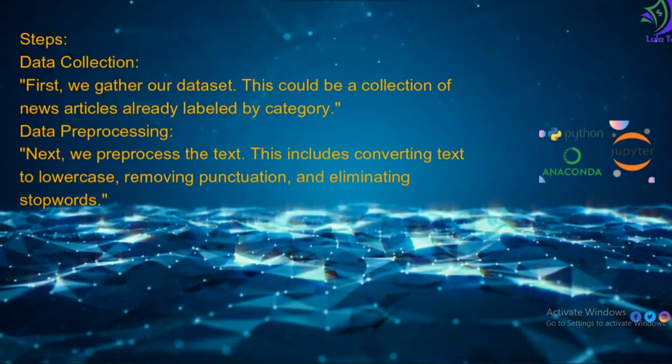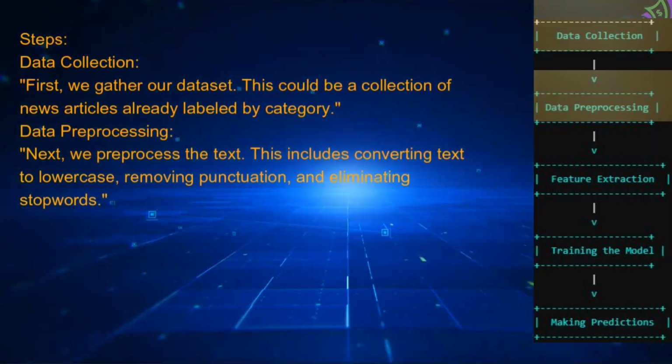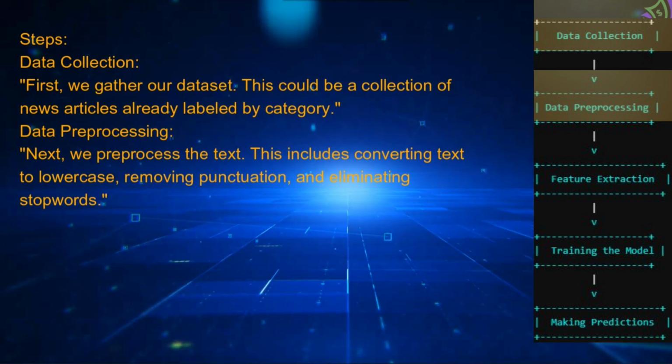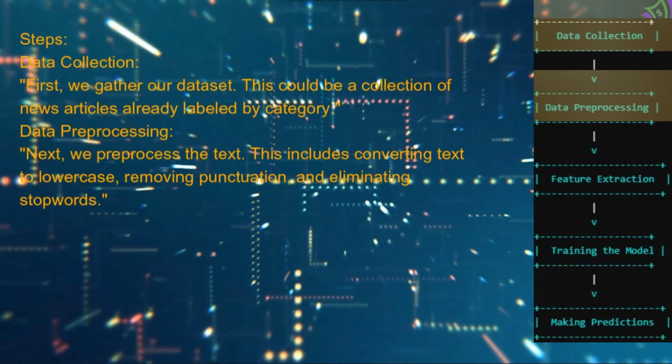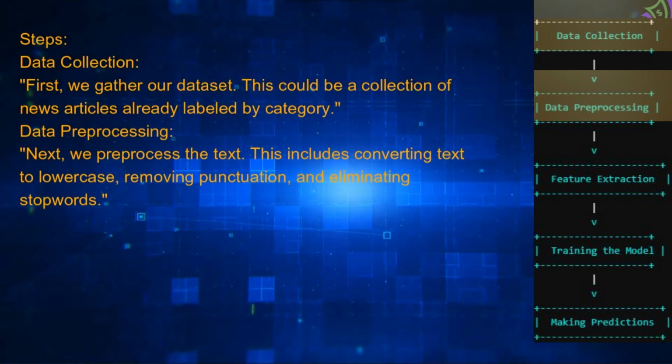First, we gather our data set. This could be a collection of news articles already labeled by category. 2. Data preprocessing. Next, we preprocess the text. This includes converting text to lowercase, removing punctuation, and eliminating stop words.